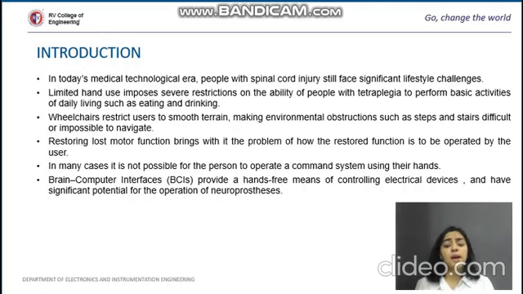Wheelchairs do provide some motor capabilities to these people, but then they still face a lot of limitations when it comes to steps and stairs. However, when we talk about restoring their motor capabilities, there is a question that arises as to how we control these. Many people might not be able to control it with their hands. So this is where a brain-computer interface comes into picture. So this provides means of hands-free control of various electrical devices.